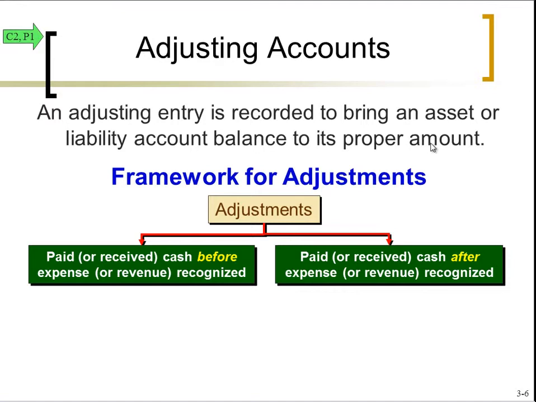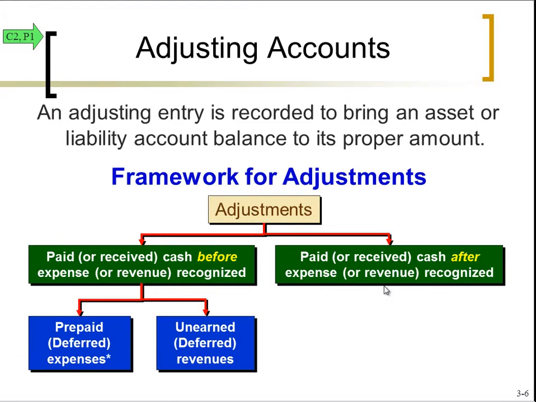The other type of adjustment classification is where the cash changes hands later. So we have something now that we know we've earned revenue, we know we've incurred expense, but the cash won't change hands until later on. We have to force the recognition of revenue or expense right now, and then later on we'll handle the cash when it's paid or received.